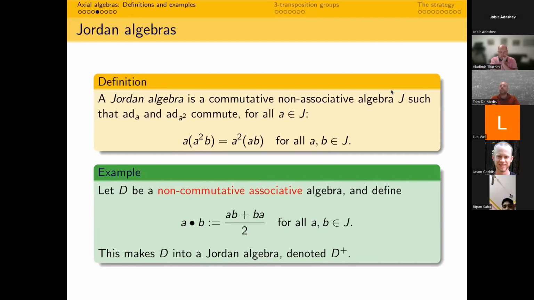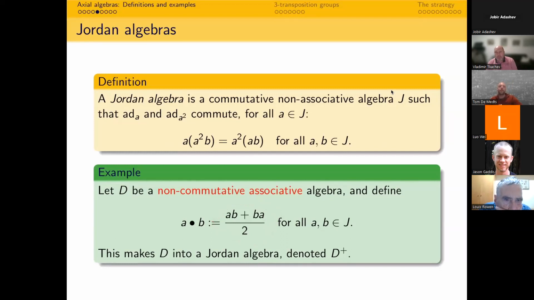And here is a very typical example of a Jordan algebra. You start from a non-commutative associative algebra now. That's kind of the opposite situation of what we want to do. You take a non-commutative associative, a very nice classical algebra, and then you define this new product. So you define a • b to be (ab + ba)/2. And that gives you a new algebra, which is, of course, now made commutative. We've really done this in such a way that it's automatically commutative. But of course, you lose associativity.